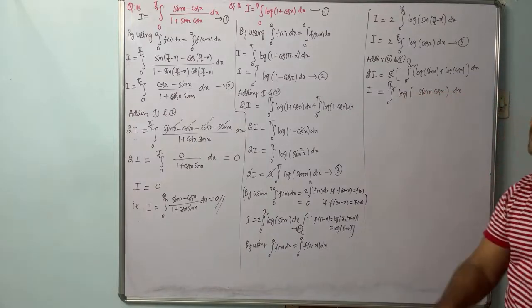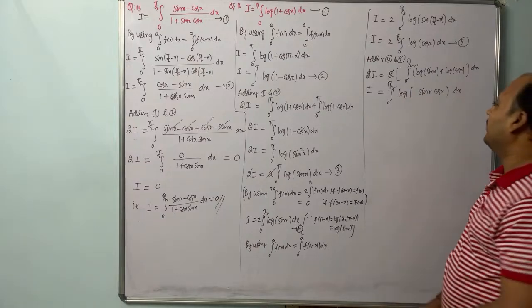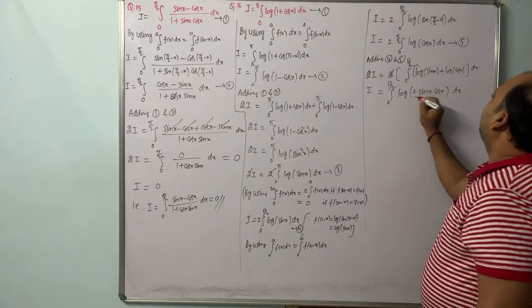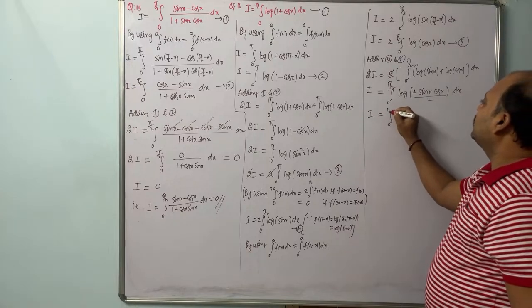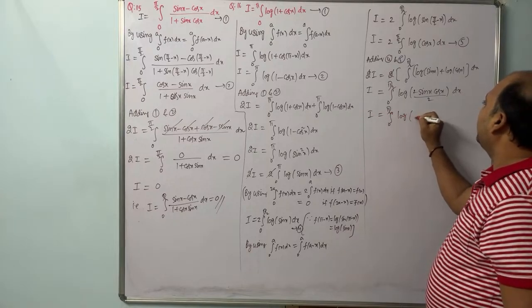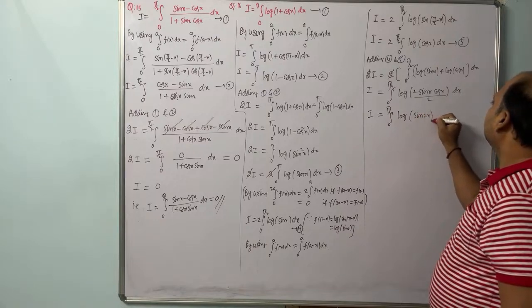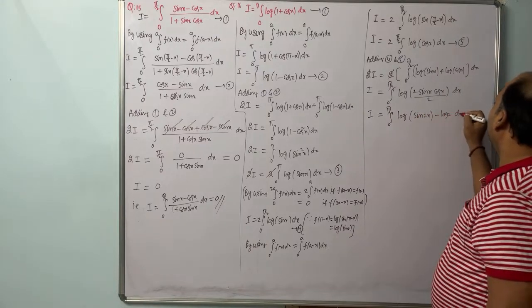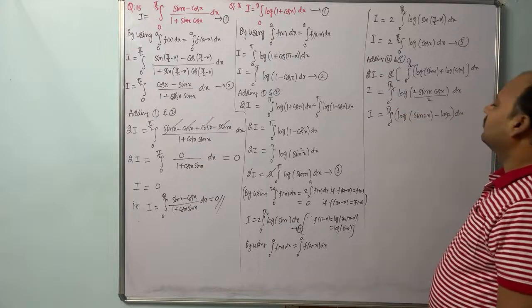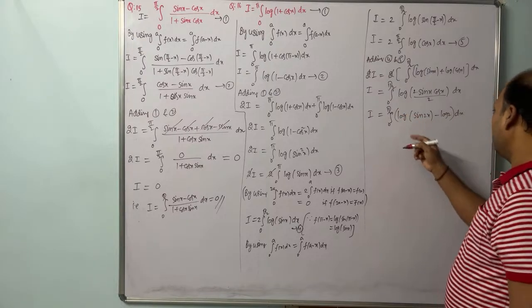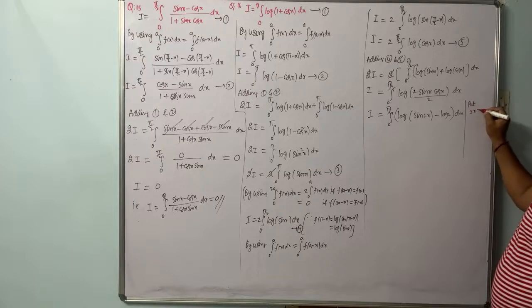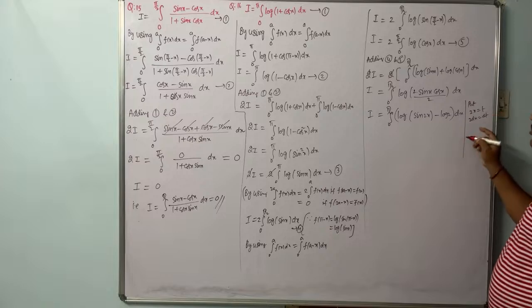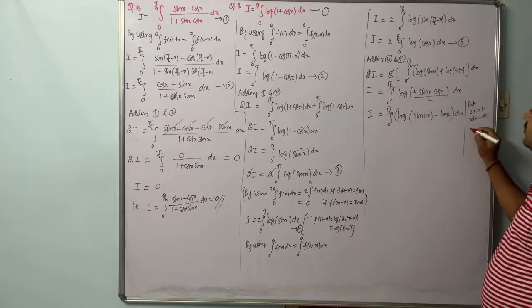Here only very important logic is there. So listen carefully. Multiplying by 2 and dividing by 2, I is equal to integral 0 to pi by 2 log sin 2x minus log 2 into dx. This value I am going to find. Put 2x is equal to t, 2dx is equal to dt. So whenever you are taking a substitution, limits will change now.